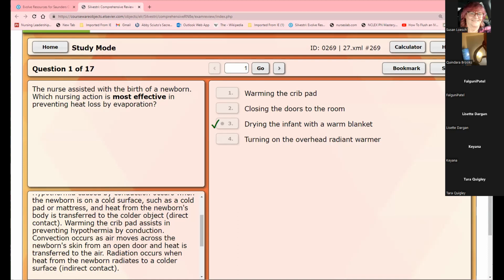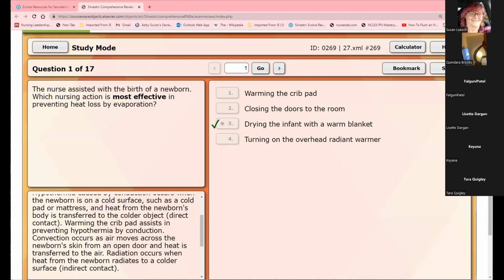The cord's clamped, right? Baby takes the first breath. The lungs start to kick in. But why? All right, so the foramen ovale is going to close. We're going to have a decrease in that pulmonary vascular resistance and a decrease in the pressure in the right side of the heart.